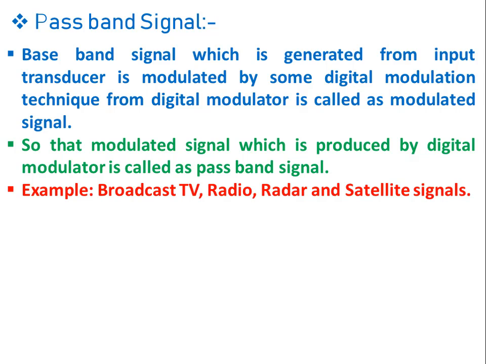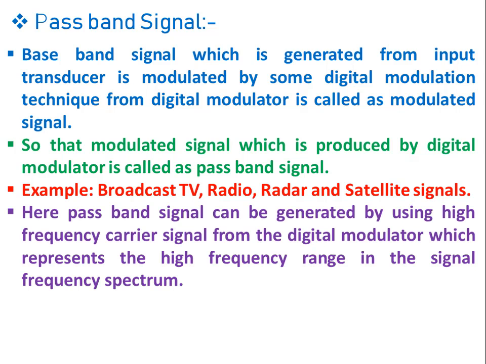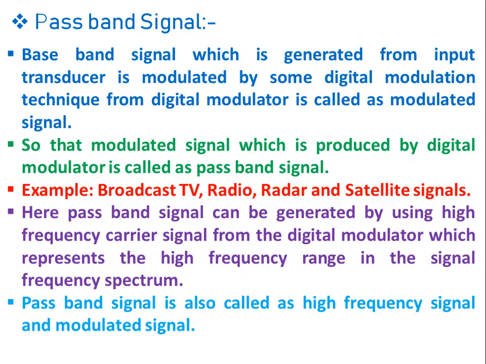In the next slide, I will tell you how a passband signal can be generated by the digital modulator. Here, a passband signal is generated by using a high frequency carrier signal in the digital modulator, which represents the high frequency range in the signal frequency spectrum. Hence, a passband signal is also called a high frequency signal and a modulated signal.